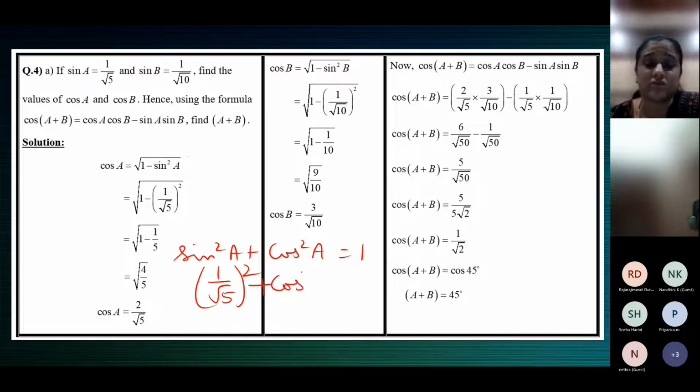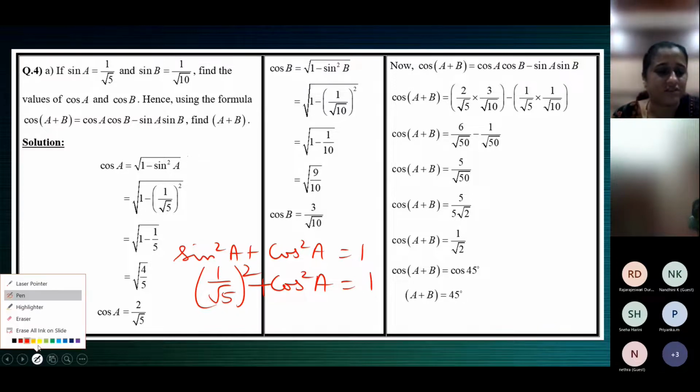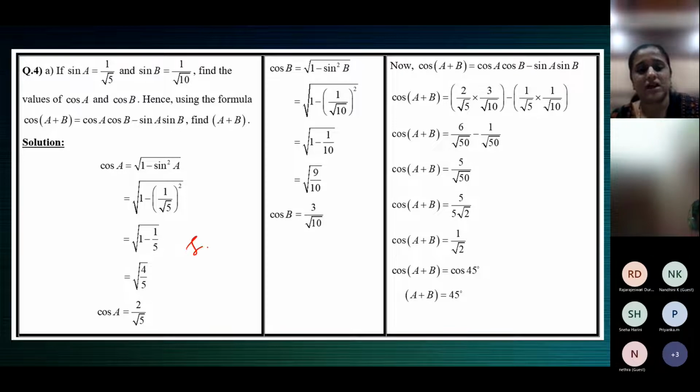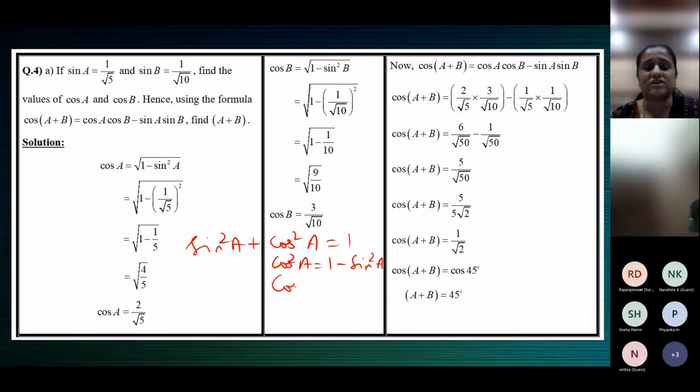That's what we have to find. Cos square A is equal to 1. You can work it like this. Then you can take this 1 by root 5 the whole square to the other side. I hope you're all following this. You can write this identity, substitute here, transpose and find the value of cos A. That's what I've done here. I've written this straight away. What have I written? I've used sine square A plus cos square A is 1. And from this cos square A is equal to 1 minus sine square A. Please listen carefully. So cos A is equal to root of 1 minus sine square A.